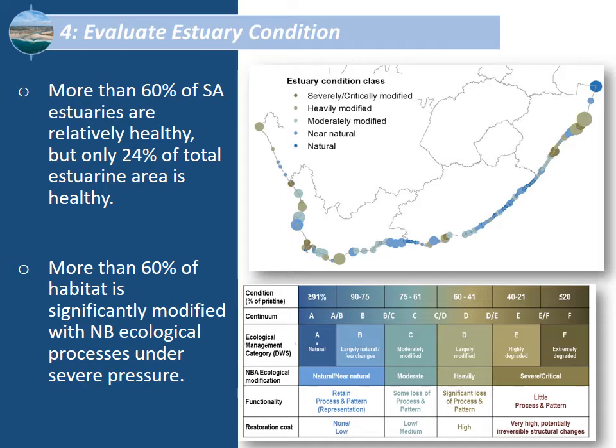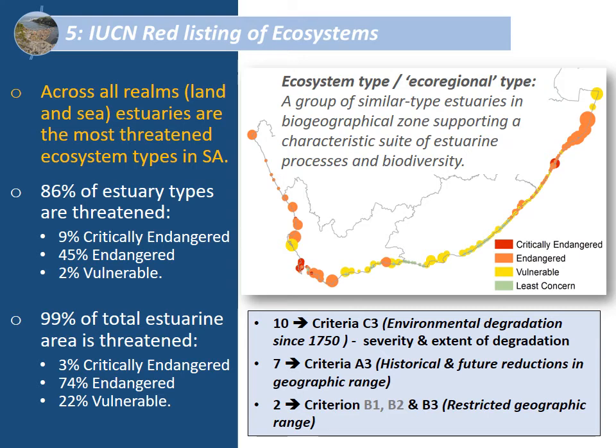More than 60% of South Africa's estuaries are relatively healthy, but it only translates to about 24% of our estuarine area, with more than 60% of habitat significantly modified, with important ecological processes under severe pressure. This is not surprising at all.